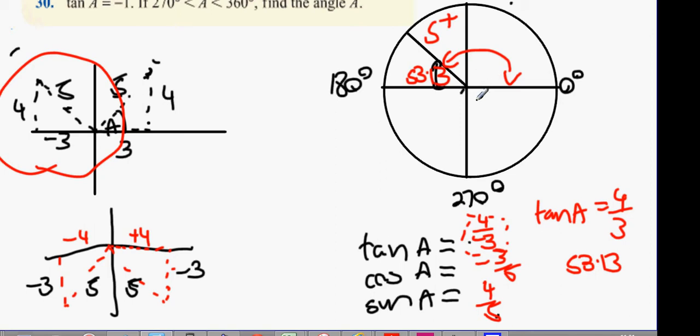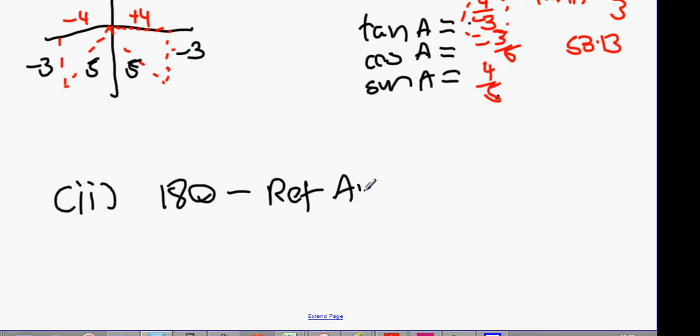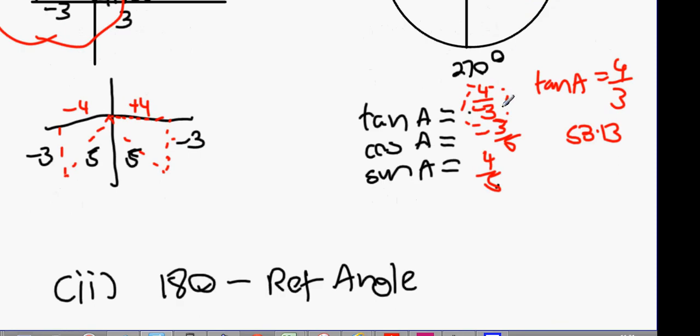180 minus that angle. So the first rule that you need to know is the rule for the second quadrant. The rule for the second quadrant is 180 minus what's called the reference angle. The reference angle means you ignore the fact that it's minus and you tan inverse it anyway, and you get what's called the reference angle. We'll be doing more on that in a minute.